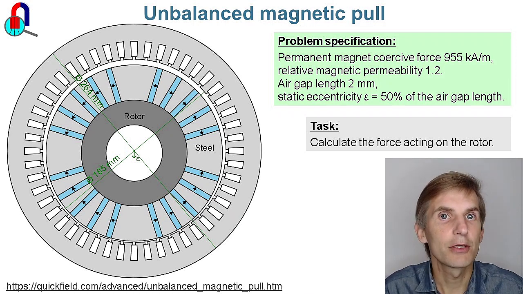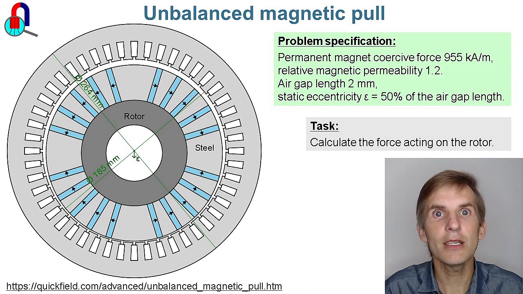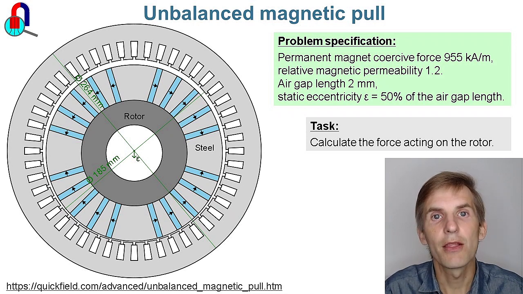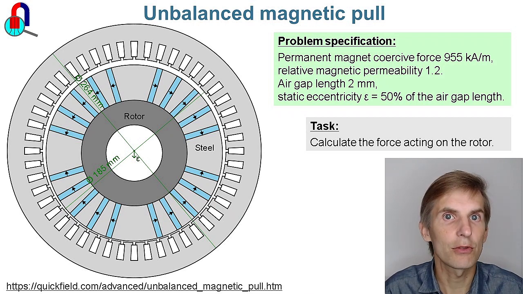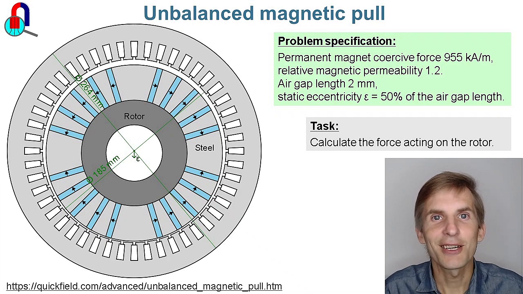I am going to reproduce the real case experiment. The machine is assembled. There is no current in the stator winding, and I will measure the force acting on the rotor when it is properly centered. Then I will move the rotor to one side and again measure the force. Okay, let's start QuickField now.